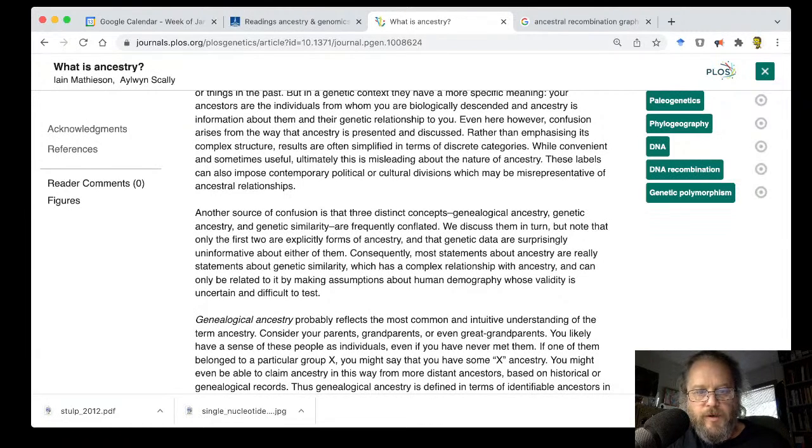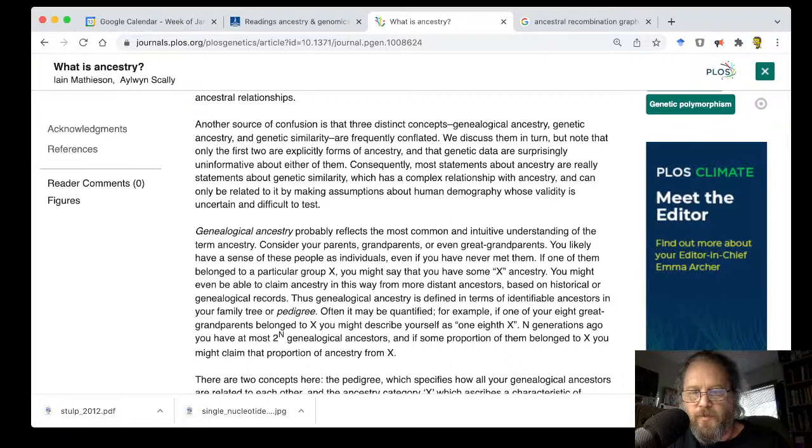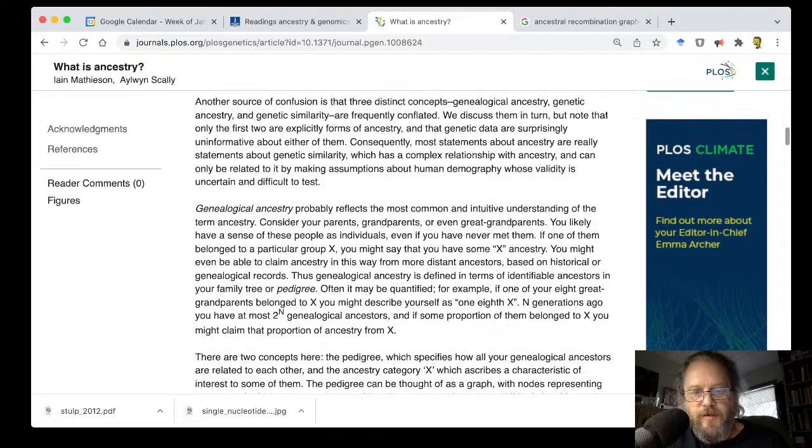So we look for, and sure enough, here it is, genealogical ancestry. What that means is that's basically a family tree or pedigree. Okay, so we already know that. We know what family trees are. Family trees referring to your ancestors.